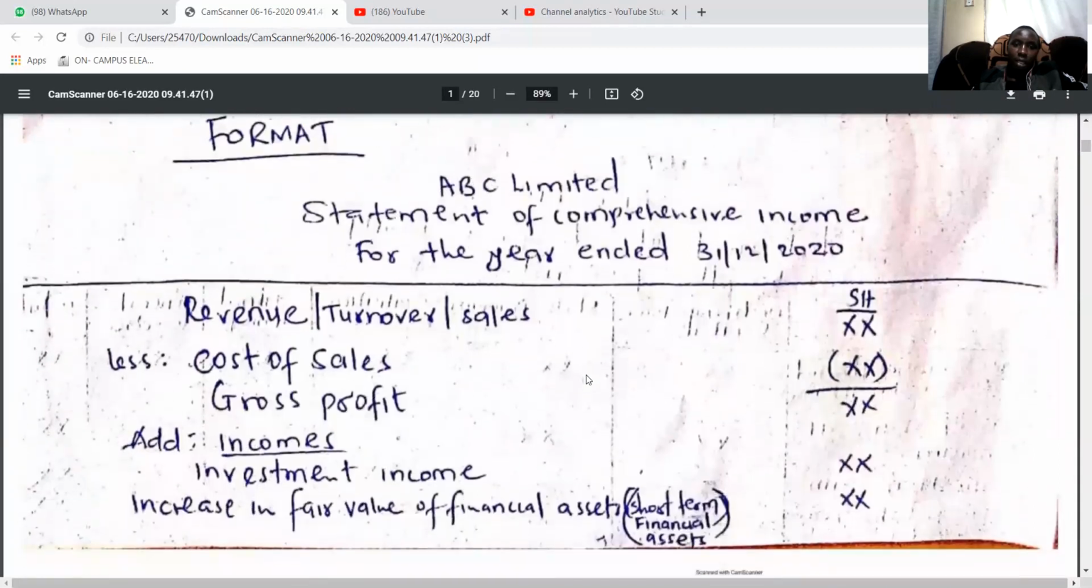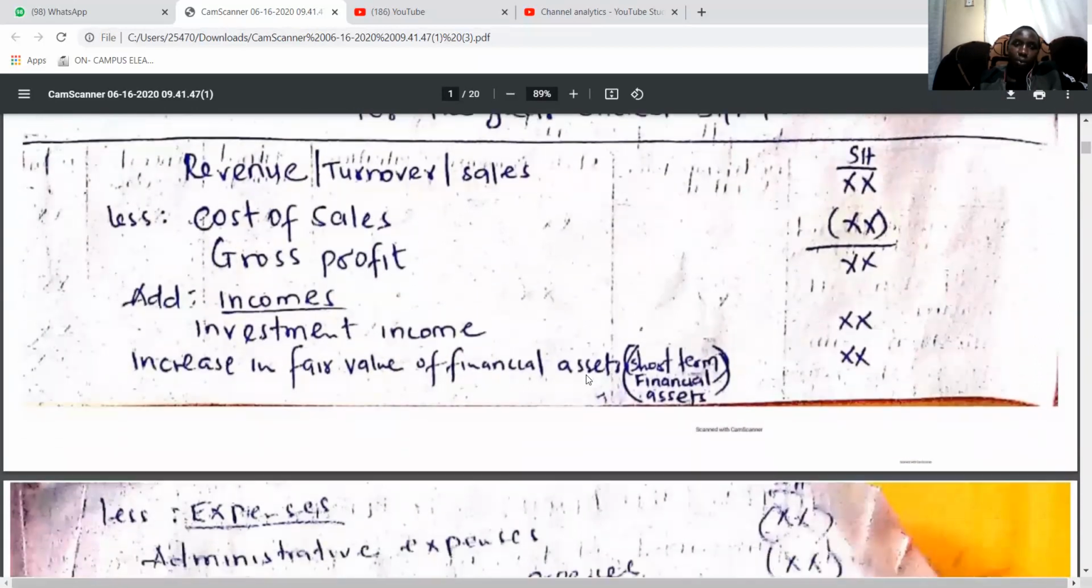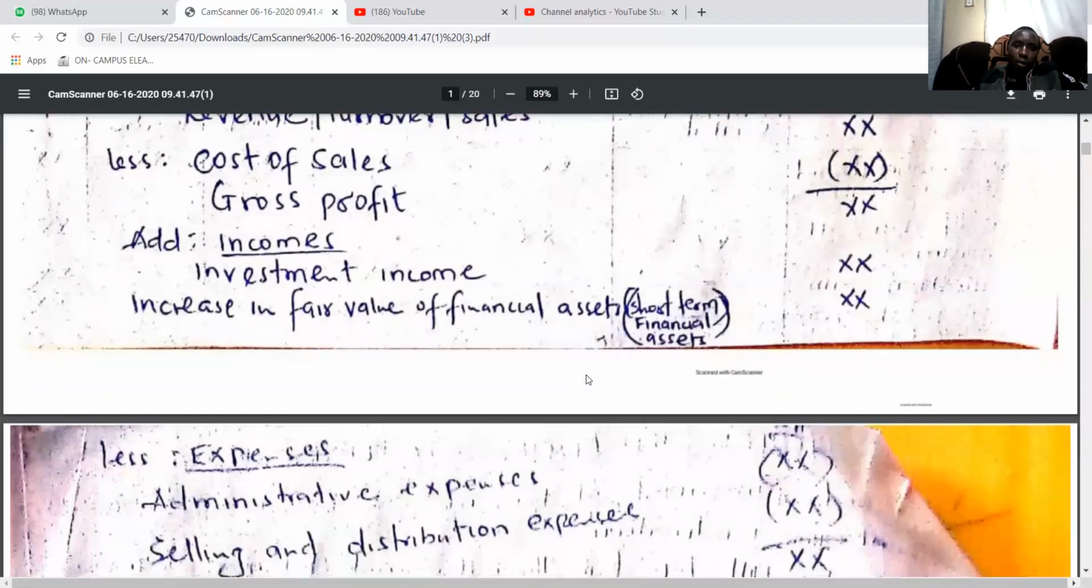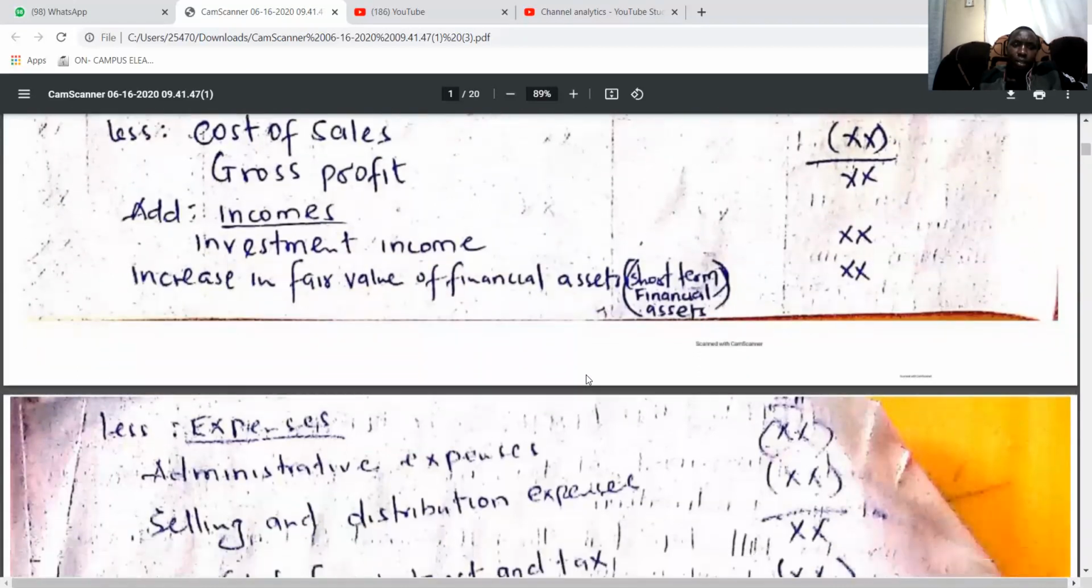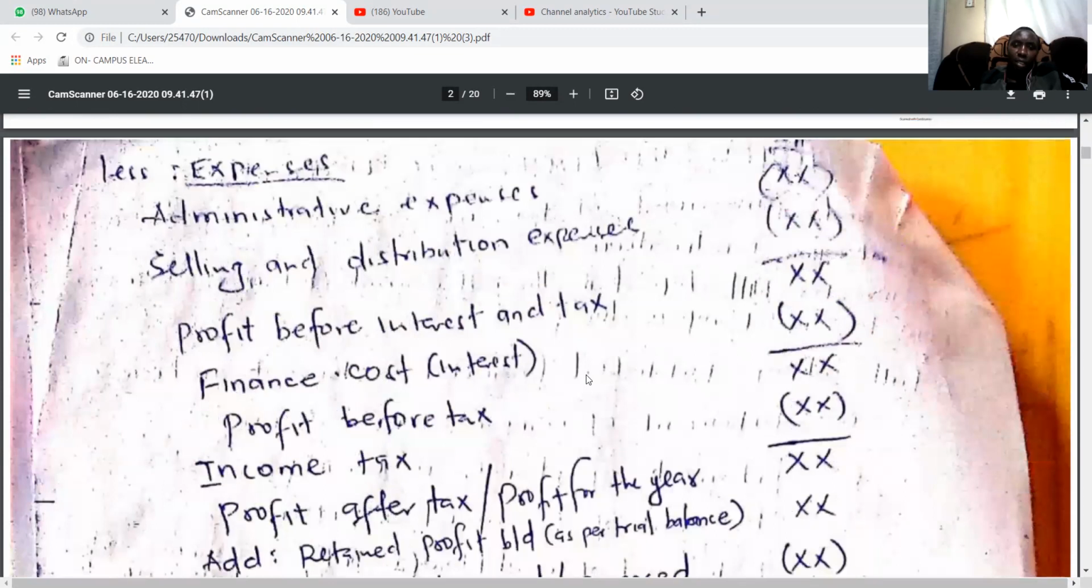So this is the format I talked about, whereby we start from revenue, we raise cost of sales, we get our gross profit, and we add some incomes. Remember, incomes can be investment income. We have increase in fair value of financial assets. Never worry for now, because I will share these notes with you. What you can do is make short notes when I start doing a question. But for these notes, I will share them to your WhatsApp group, which I think I already did. So we raise expenses, which is all about the admin expenses and the selling and distribution, so that you get profit before interest and tax.